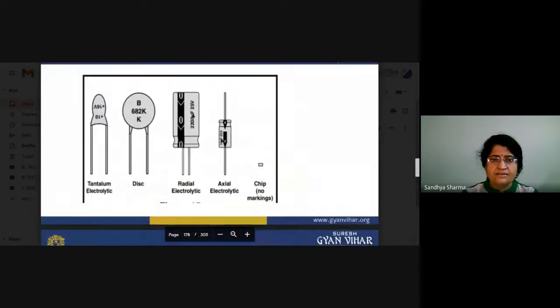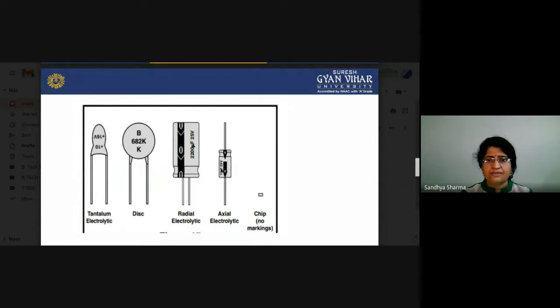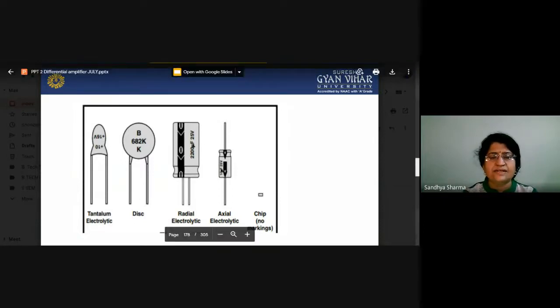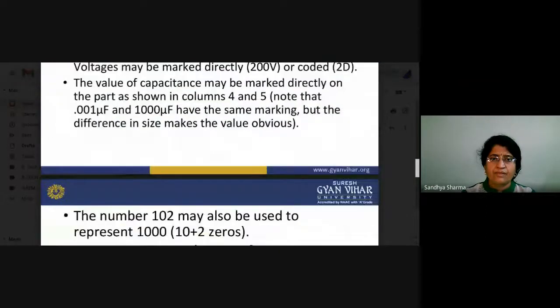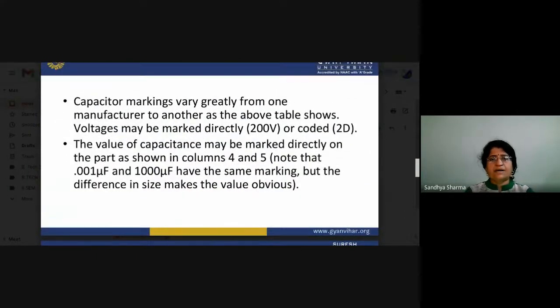You can see here, these are basic capacitors. In all these capacitors, if there is sufficient surface area, we can directly print the values on the part. Capacitor markings vary greatly from one manufacturer to another, as in the above table. So there is a slight variation in marking strategy.